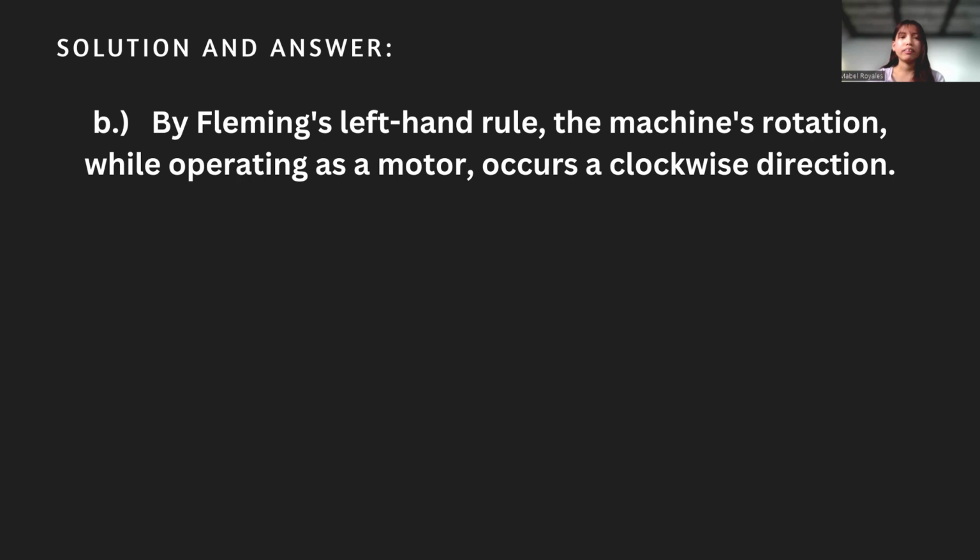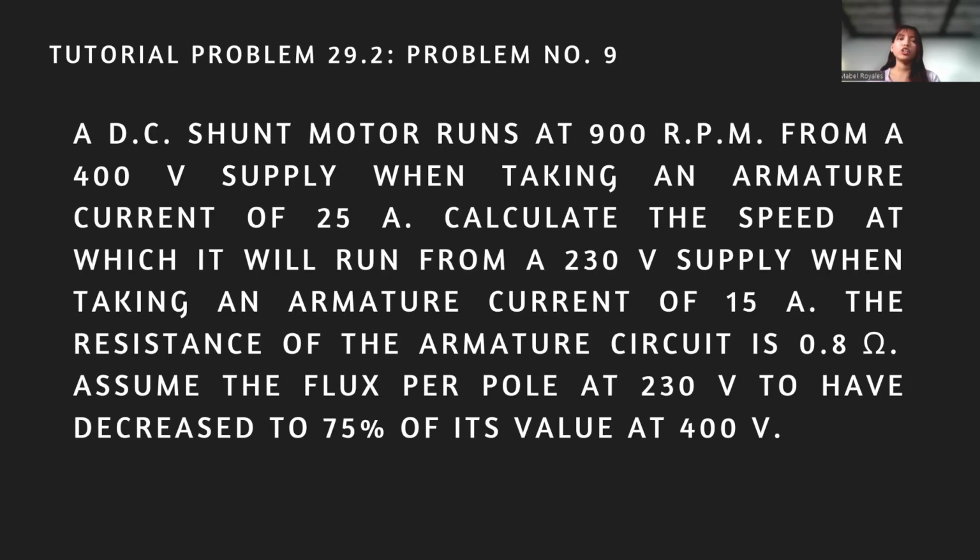Next problem. A DC shunt motor runs at 900 RPM from a 400 volt supply when taking an armature current of 25 amperes. Calculate the speed at which it will run from a 230 volt supply when taking an armature current of 15 amperes. The resistance of the armature circuit is 0.8 ohms. Assume the flux per pole at 230 volts to have decreased to 75% of its value at 400 volts.